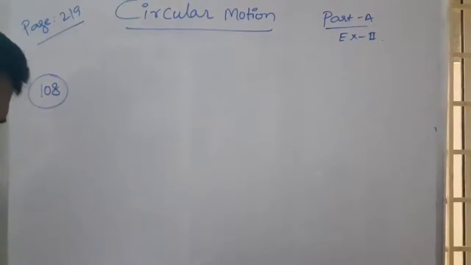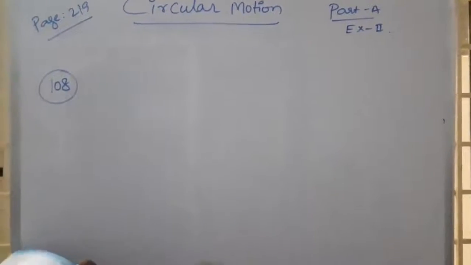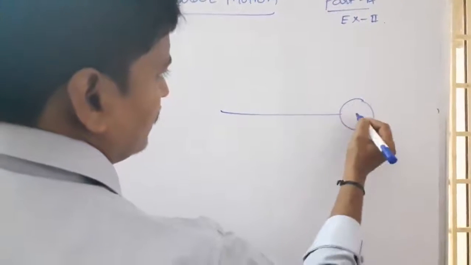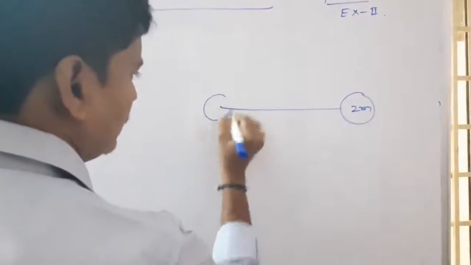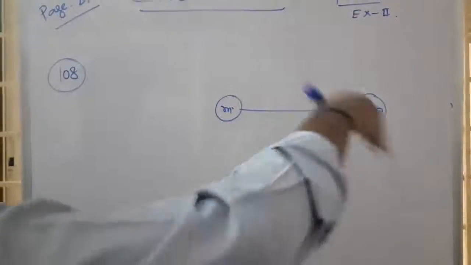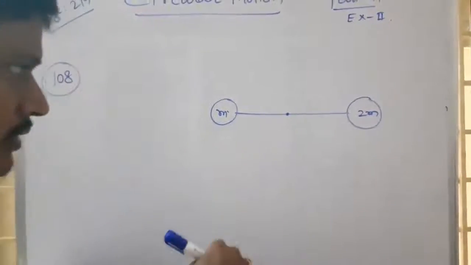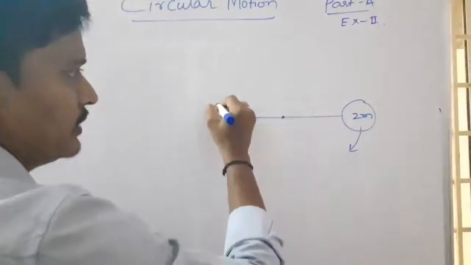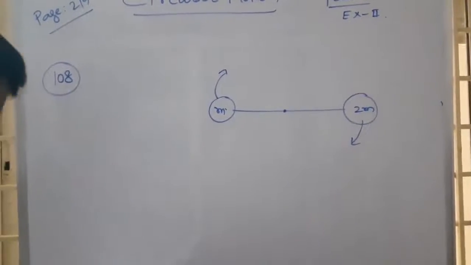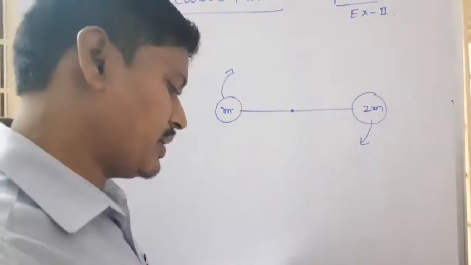Two stones of masses m and 2m are whirled in a horizontal circle. So the two stones, one is 2m, the other one is m. They are whirled in a horizontal circle. Here 2m is the heavier mass and m is the lighter mass.